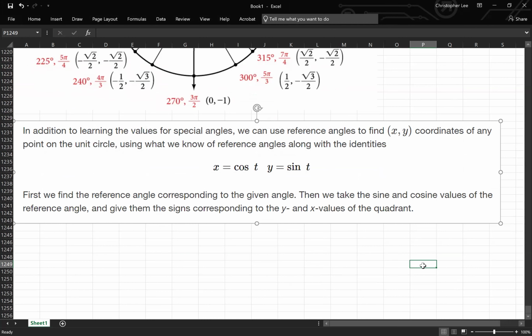So in addition to learning the values of special angles, we can use reference angles to find XY coordinates of any point on the unit circle using what we know of reference angles along with the identity. So x equals cosine t and y equals sine t. First, we find the reference angle corresponding to the given angle. Then we take the sine and cosine values of the reference angle and give them the sign corresponding to the y and x values of the quadrant.